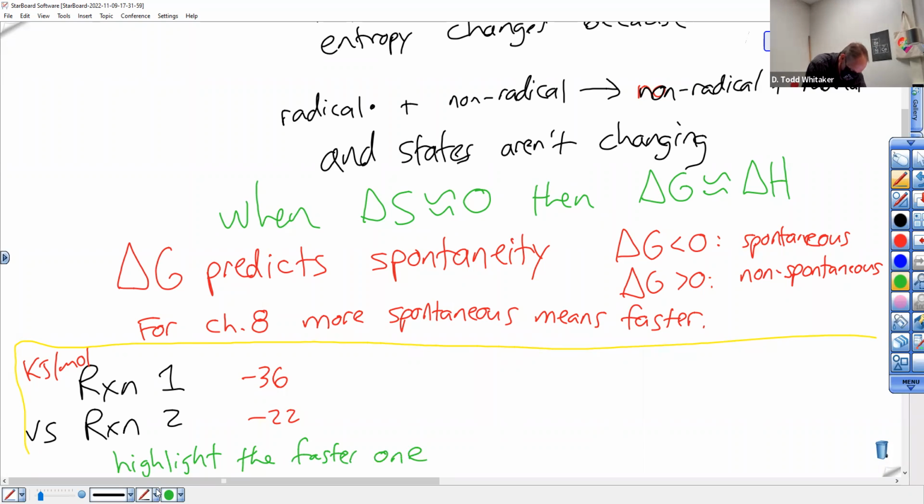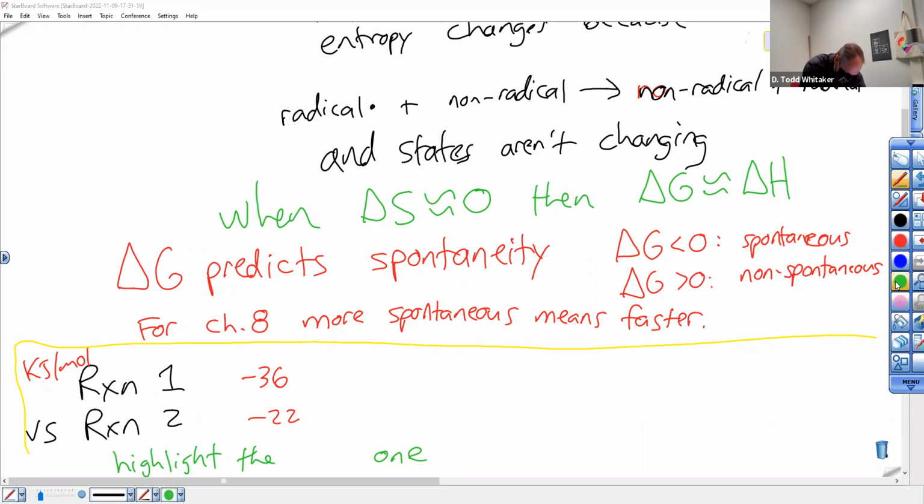Highlight the faster one, which is kind of awkward, people, because chemists are only concerned with the slower one. So maybe I should say highlight the slower one, because we're always picking the slower reaction to study more intensely. It's the one that we need to manipulate to make the thing work better. Can I just change the question? Highlight the slower one.